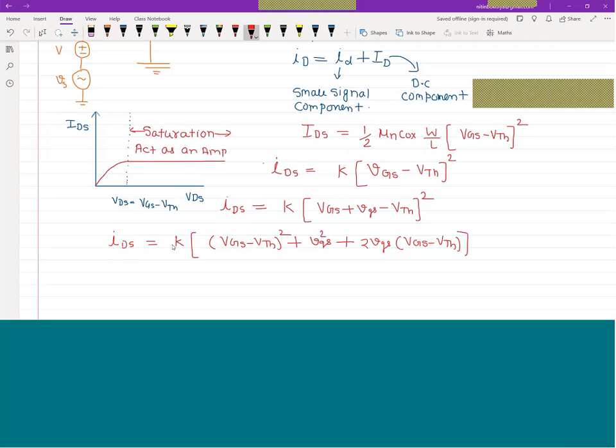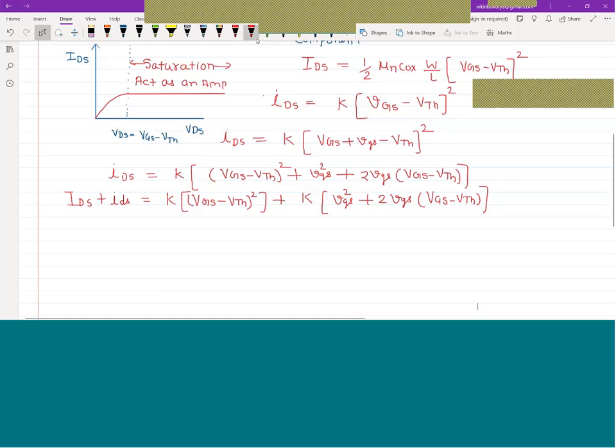So this can be written as capital IDS plus small ids equal to K times of (VGS minus VTH) whole square plus K times of vgs square plus 2 times of vgs into (VGS minus VTH). This is the total idea.